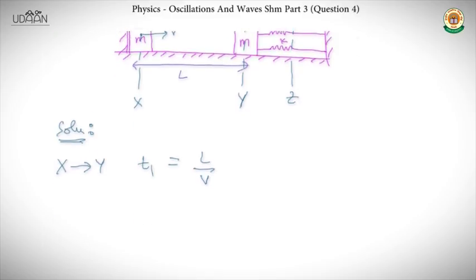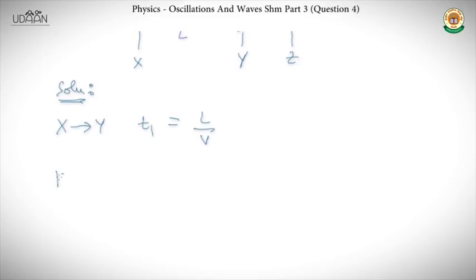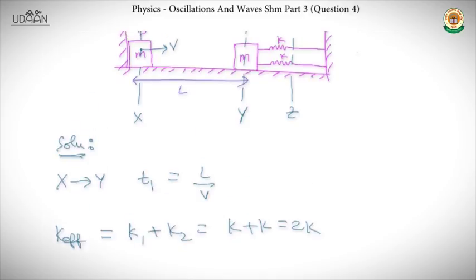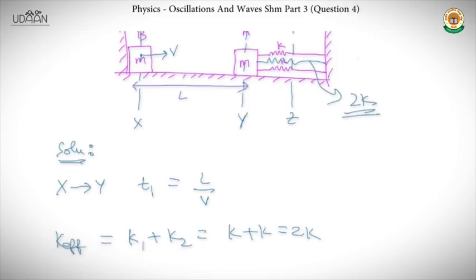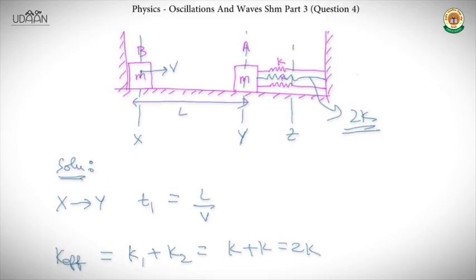Since the springs are in parallel, both the springs can be replaced with an effective spring constant of k1 plus k2, which is equal to k plus k, which is equal to 2k. So both these springs can be removed and replaced with a spring which has spring constant 2k. Okay, so we simplified a part of the problem.